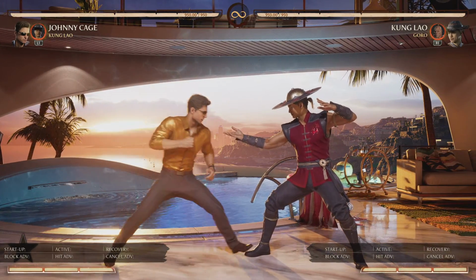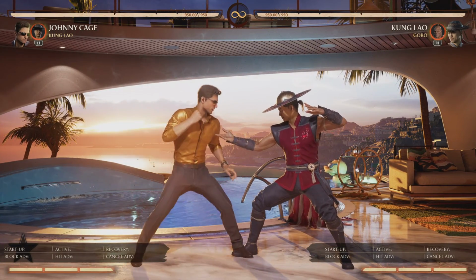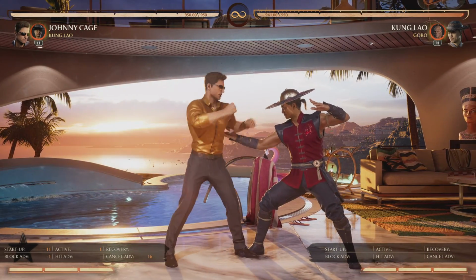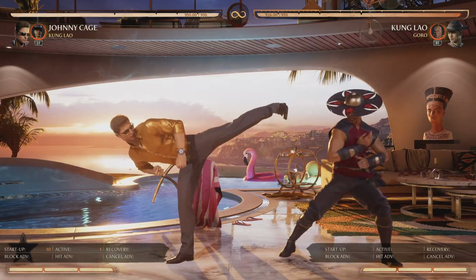Okay? Block advantage. 0 is true neutral. That means if... Well, let's see. Does Johnny even have anything that's 0 on block?